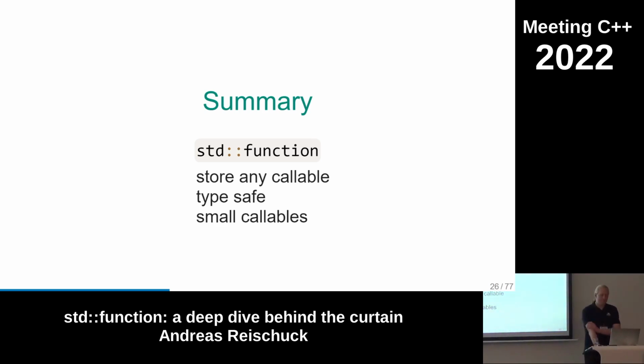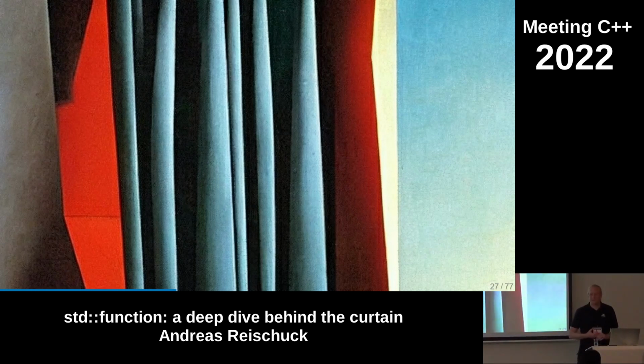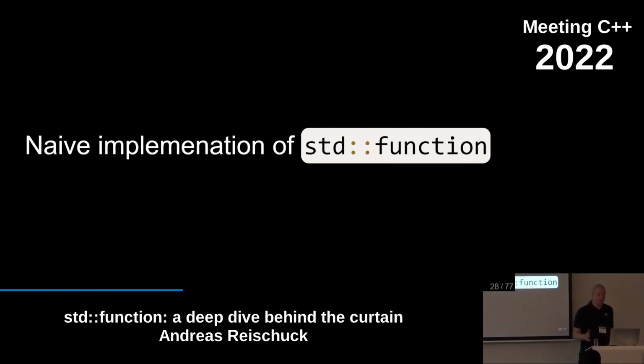So now that we know how standard function works and what C++ constructs are involved, let's go and deep dive behind the curtain. How does standard function do that thing? I want to introduce you by just writing a new implementation of it. We have now seen the use cases, so this is our goal. We want to write a naive implementation that works for the use cases we described so far. So let's start with that.